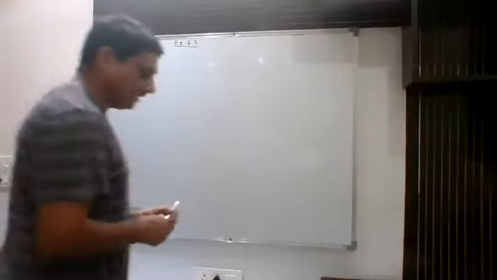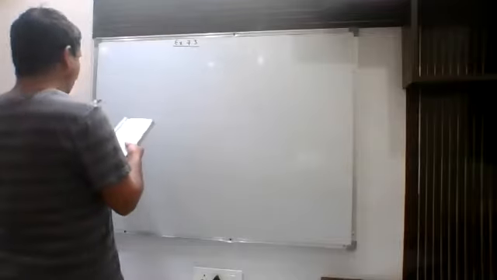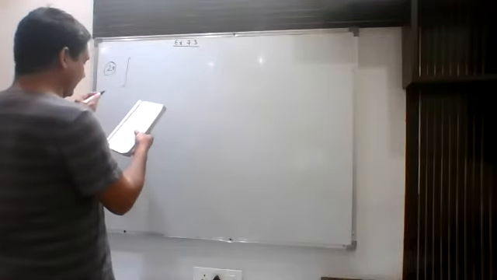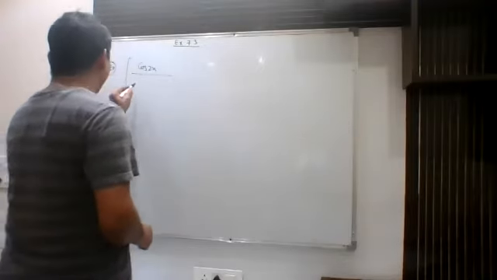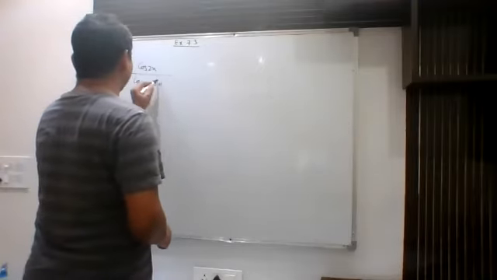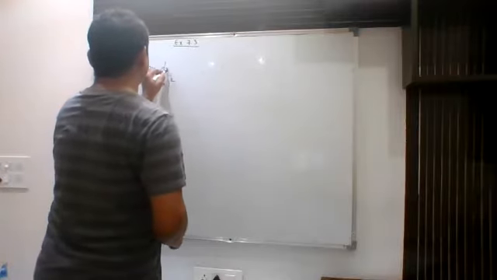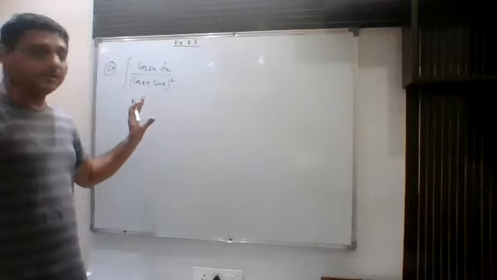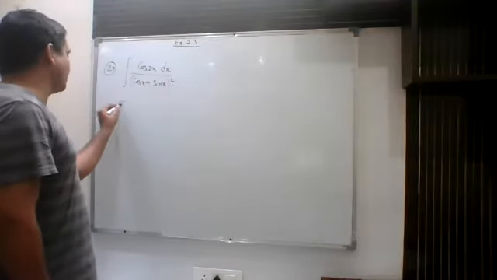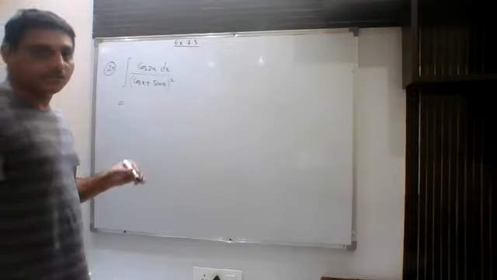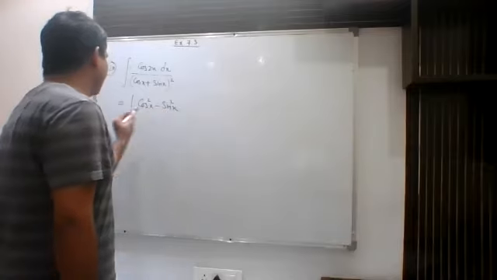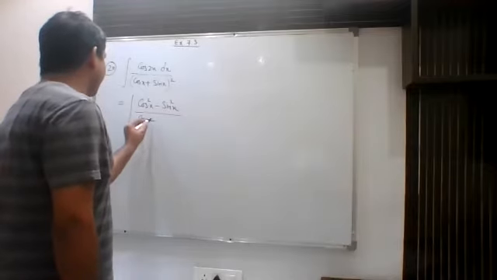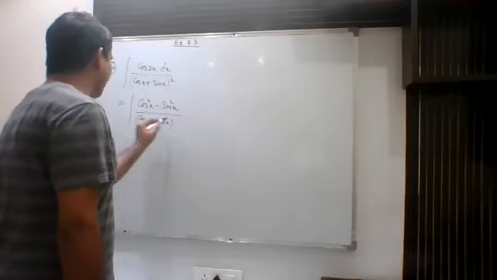Let us start with question number 20. In the 20th question, the integral is cos 2x upon (cos x plus sin x) whole square. Now we want to integrate this expression. Your first step will be to write this cos 2x as cos square x minus sin square x. So let us write this as (cos square x minus sin square x) whole upon (cos x plus sin x) whole square.